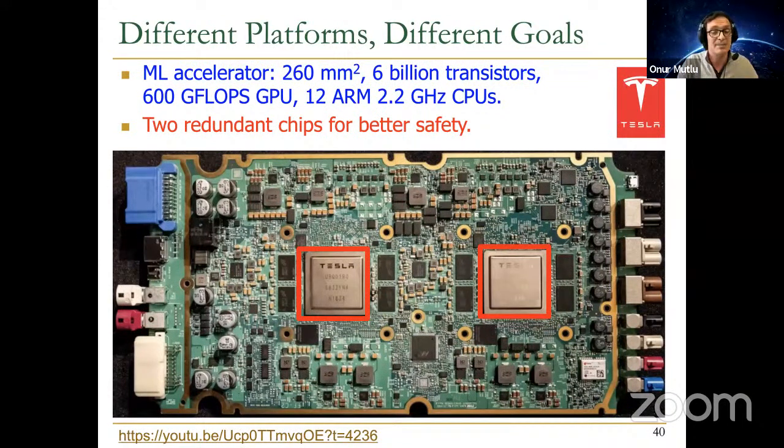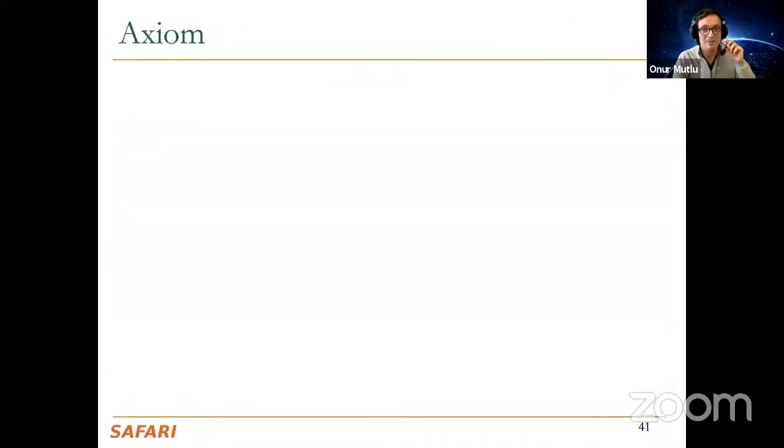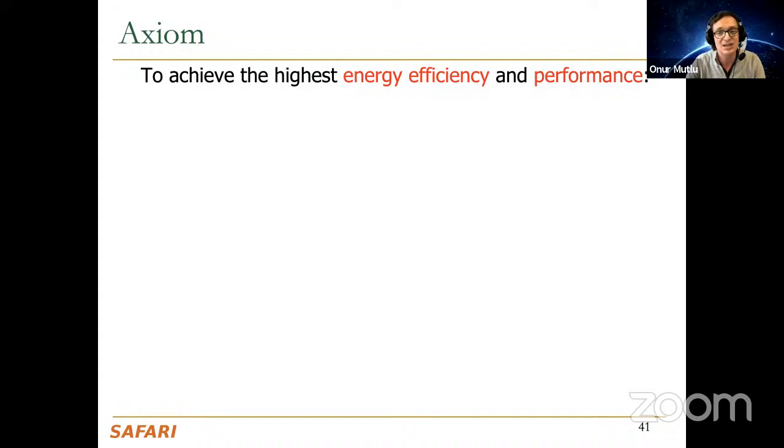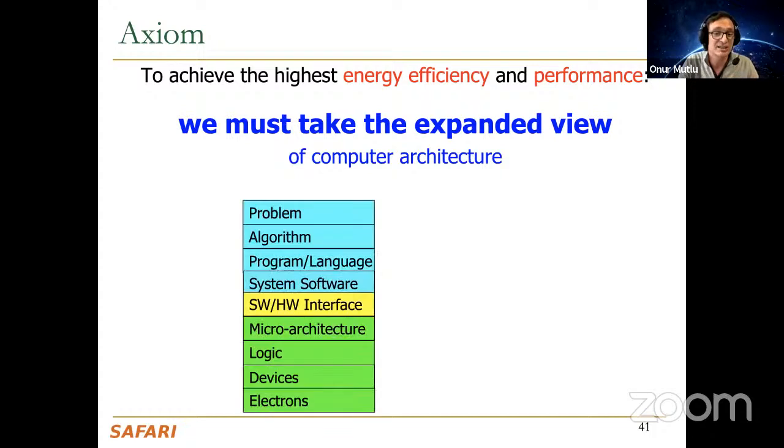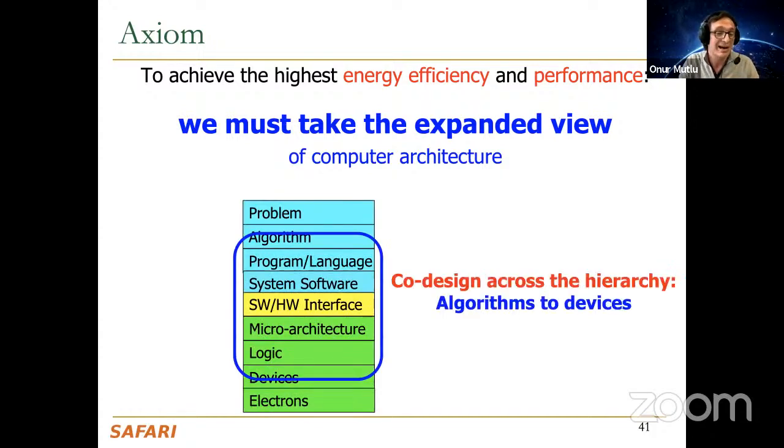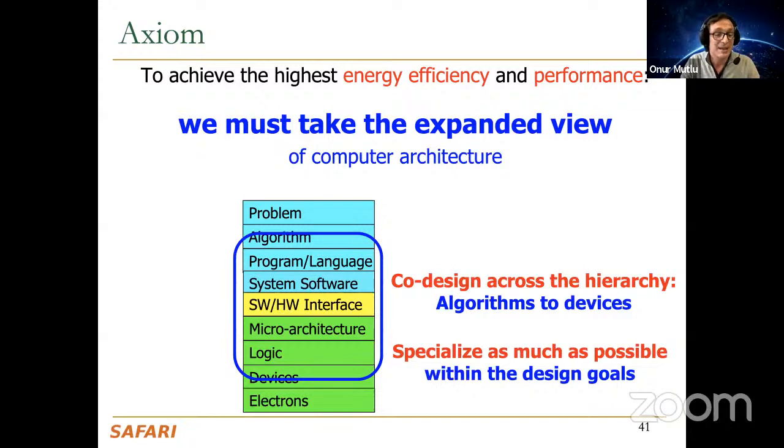Traditionally, software companies are becoming hardware software co-design companies. Traditionally, car makers are becoming hardware software co-design companies, plus car makers, as you can see. So I'm going to show you more examples of this. But this is my axiom going forward. If you would like to achieve the highest energy efficiency and performance, as well as reliability, let's say security, some other metrics, but let's start with energy efficiency and performance, we really must take the expanded view of computer architecture and co-design across the stack hierarchy, algorithms to devices. And this enables us to specialize the overall system as much as possible within the design goals so that we can achieve the design goals. So hopefully I'll give you some more examples of this.